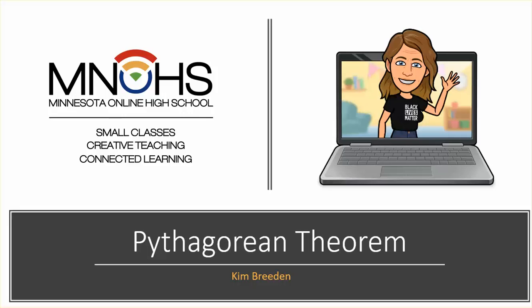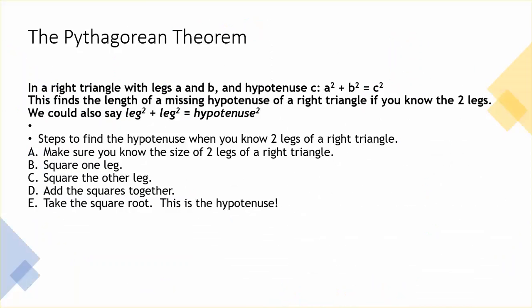This is a theorem that we can use in right triangles. And that's actually called the Pythagorean theorem. So formally, we would write this as: in a right triangle with legs A and B and hypotenuse C, A squared plus B squared equals C squared. We can use this to find the length of the missing hypotenuse if we know the two legs.